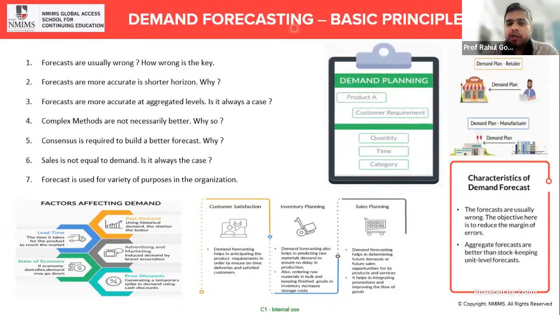Any question on this? Because these are very important basic principles which all of you as analysts need to understand when evaluating or getting into the forecasting exercise. Any questions on this?